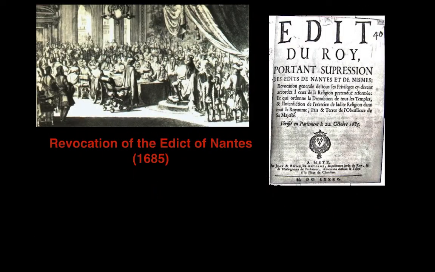Now, there's a problem with this, though. Part of it is the revocation of the Edict of Nantes. Okay, now Colbert's success with the French economy basically gets undone by the revocation of the Edict of Nantes in 1685. The Edict of Nantes had actually been passed during the wars of religion, and it guaranteed religious toleration for the French Protestants, who at the time were known as Huguenots.